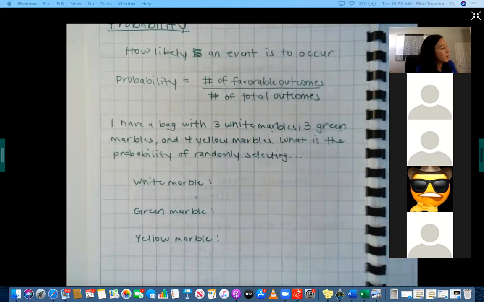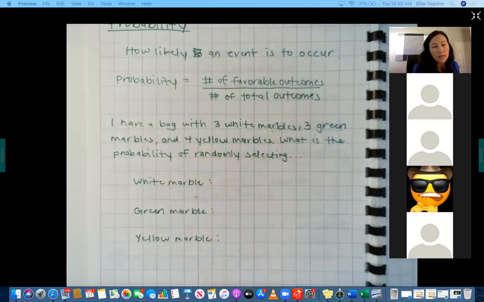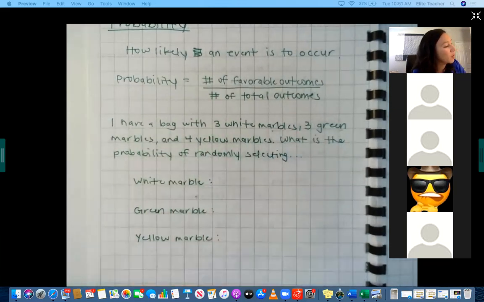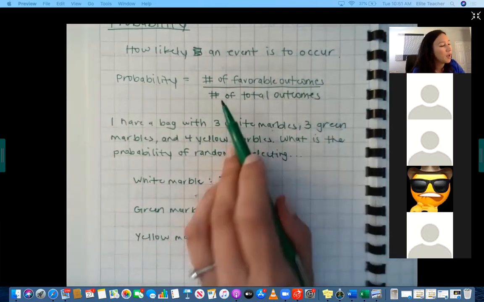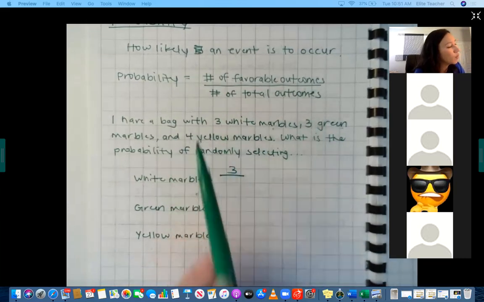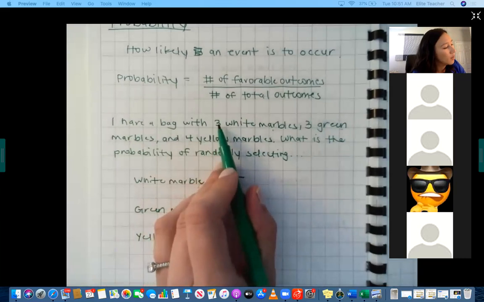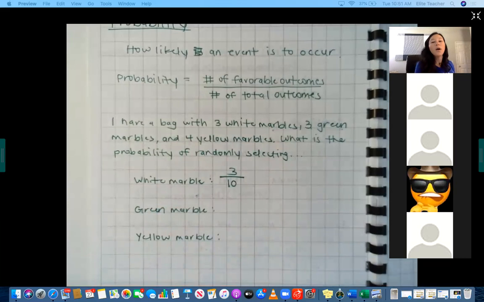Okay, so picking a white marble. The number of favorable outcomes is how many white marbles are there that we can actually pick? The bag had 3 white marbles. So the probability of picking a white marble would be 3 out of the number of total outcomes. There were 3 white marbles, 3 green marbles, and 4 yellow marbles. So altogether, 3 plus 3 plus 4, there are 10 marbles total. So 3 out of 10 times you should pick a white marble.